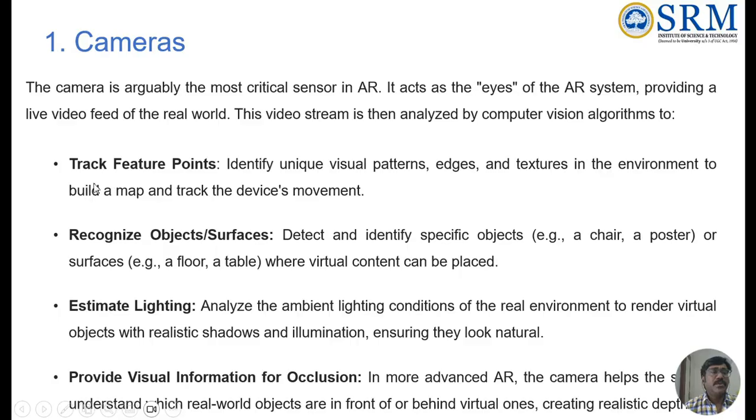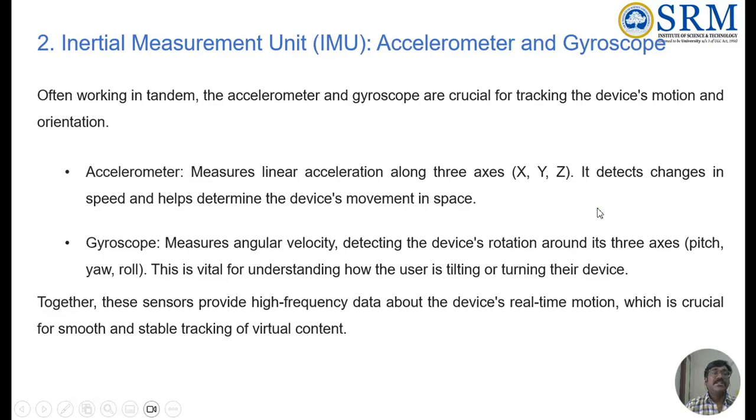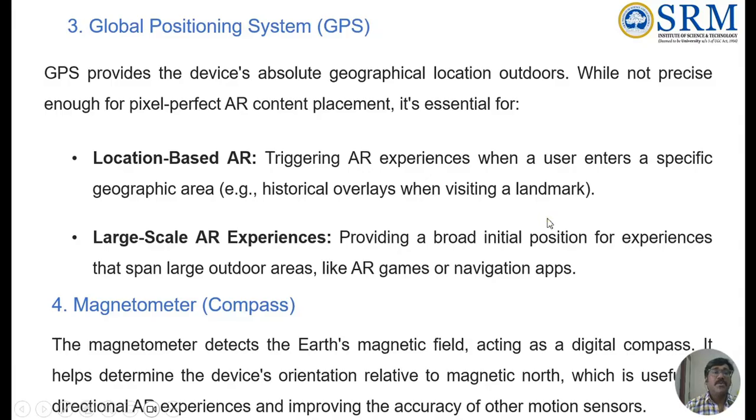It is used to track the feature points, recognize object surfaces, estimate the lighting, and provide visual information and accuracy. The inertial measurement unit combines the accelerometer and gyroscope, so that x, y, z and then pitch, roll, yaw orientation are taken from here. The global positioning system, GPS, is used for location-based AR or large-scale AR experiences, in which the AR experience is triggered when the user enters a specific geographical area. The large-scale AR experience provides the broad initial position for experiences spanning a large outdoor area.